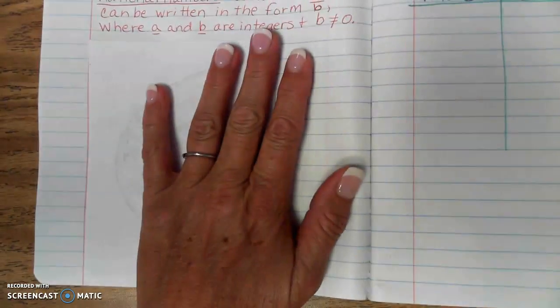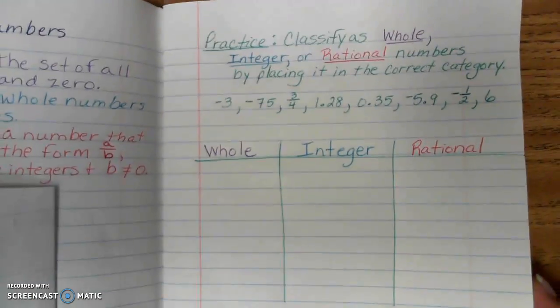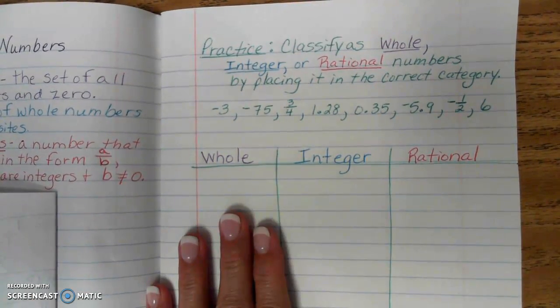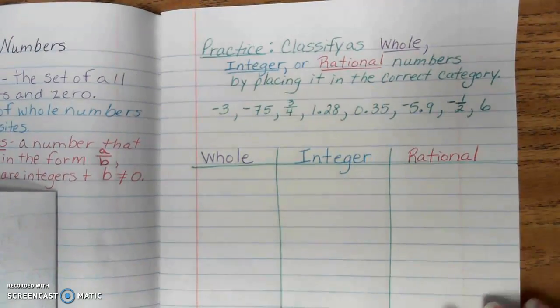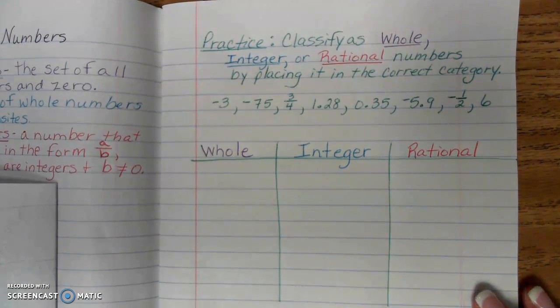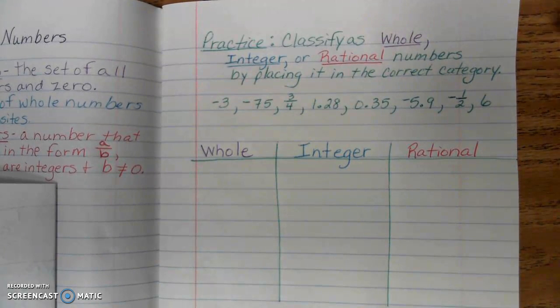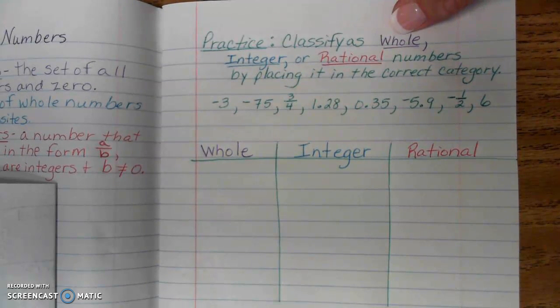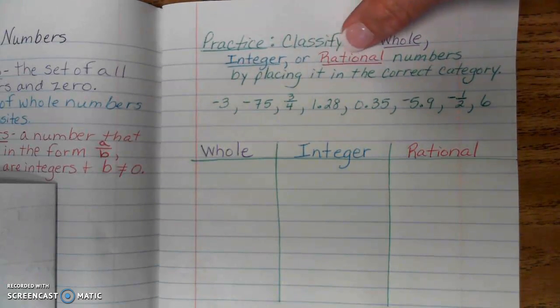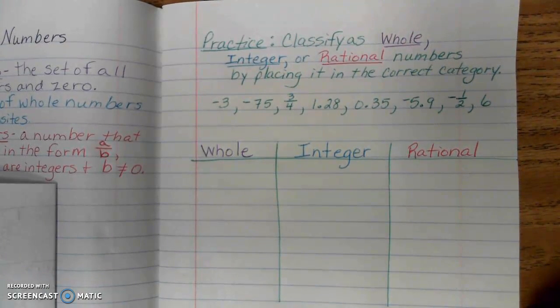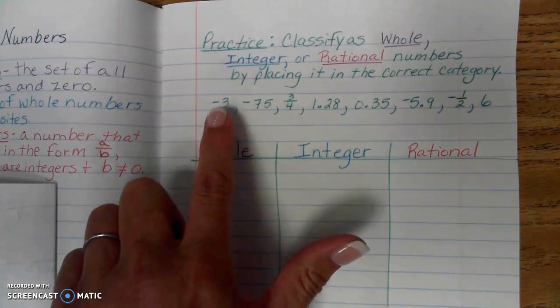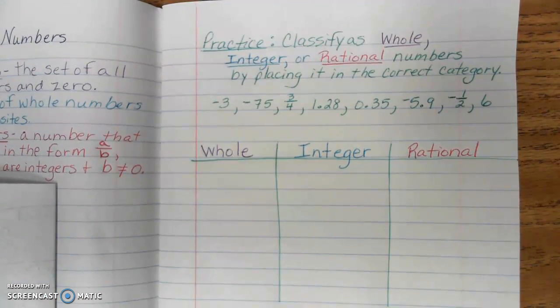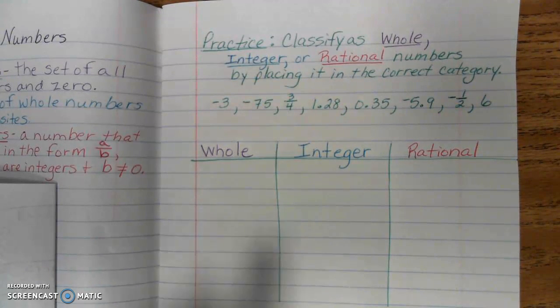Over on the right side of your INB, go ahead and pause the video and copy this down. These are your practice problems. You're going to classify each as a whole number, integer, or rational number by placing it in the correct category. We're going to start with negative 3. We'll do one for you, and then you're doing the rest.